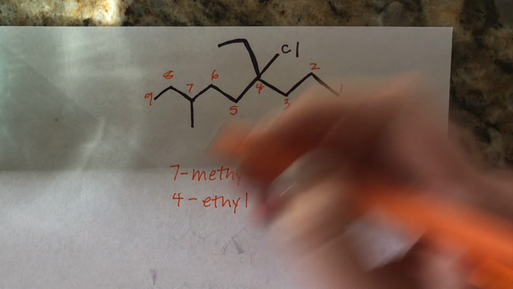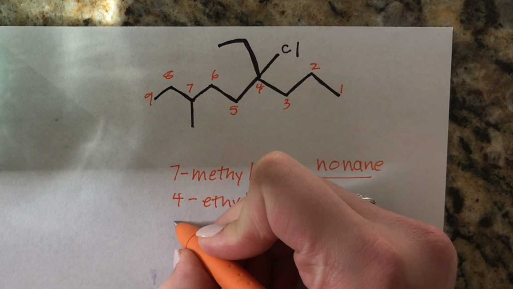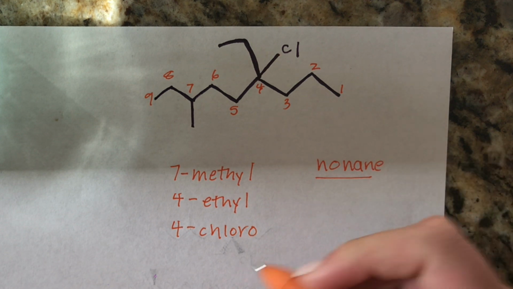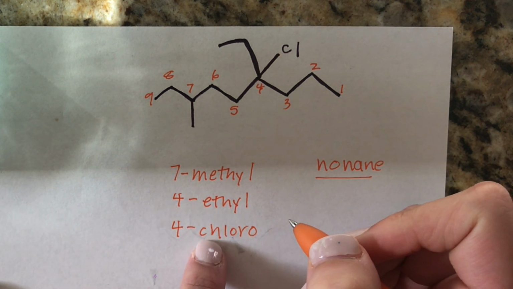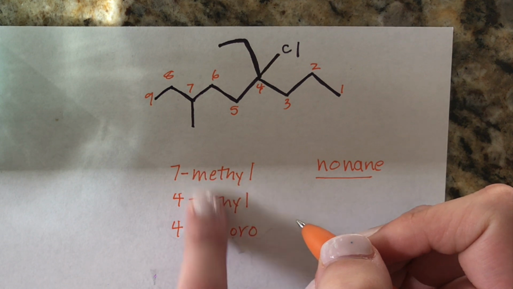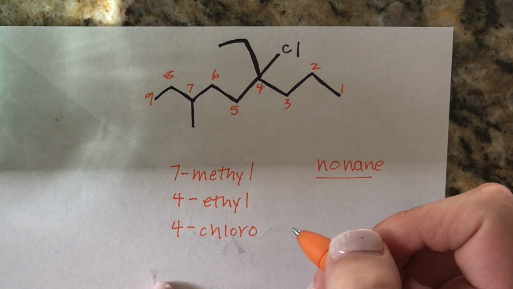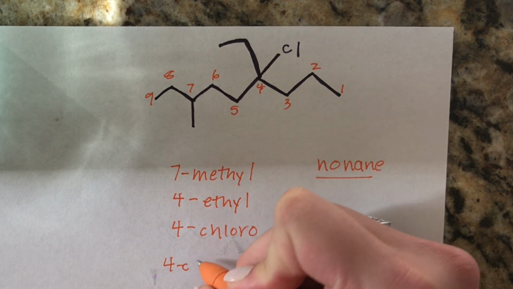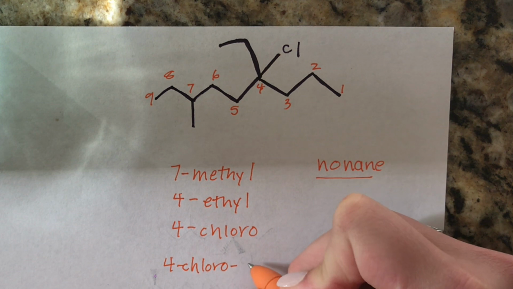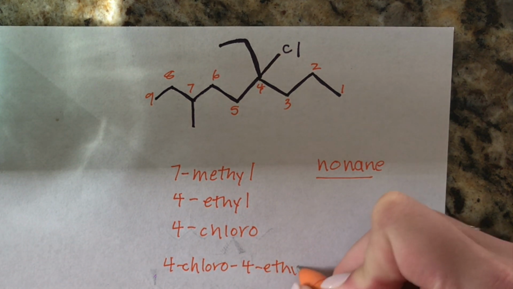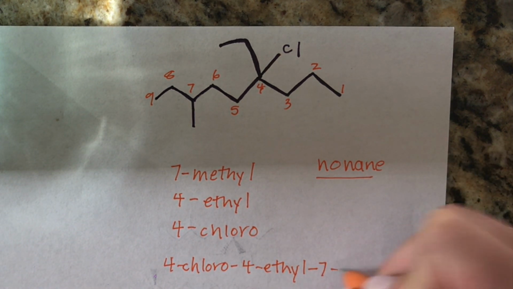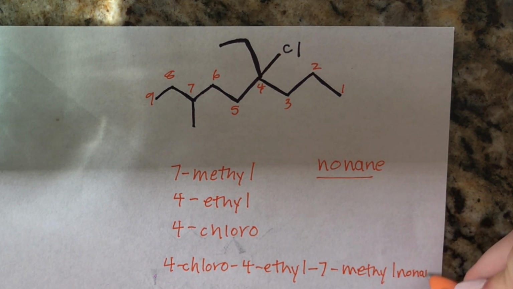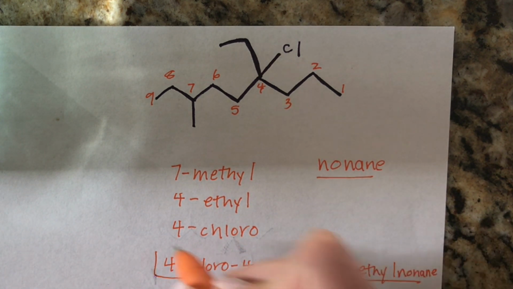Also on this 4th carbon, we have a chlorine. But whenever we write it out, we just say chloro. To put this all together, we're going to have to put each of these separate entities in alphabetical order. So we don't pay attention to the number in this case. So we'll have 4-chloro, 4-ethyl, and notice how I'm using dashes, 7-methyl nonane, because that's our parent chain. And that is it.